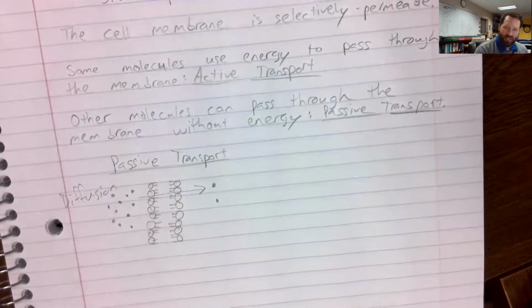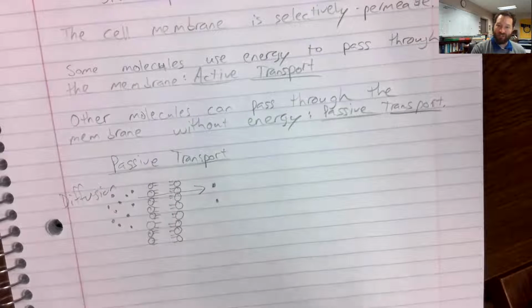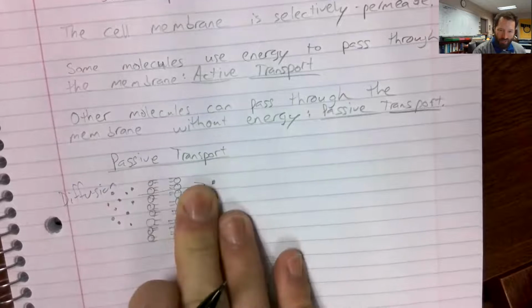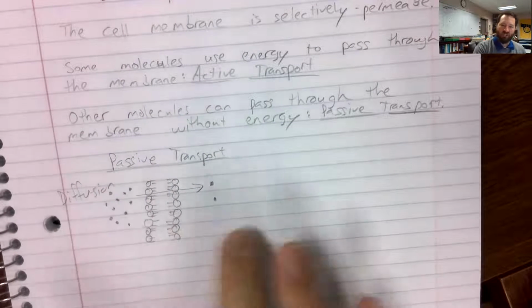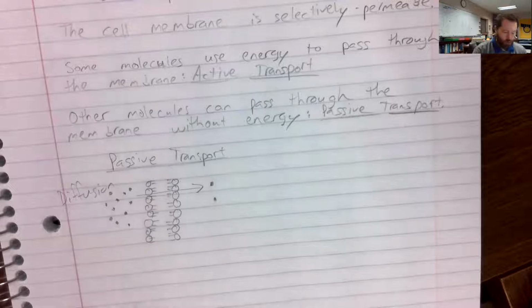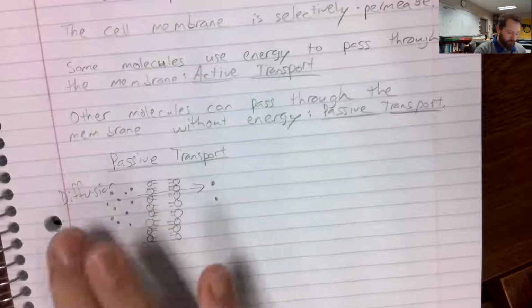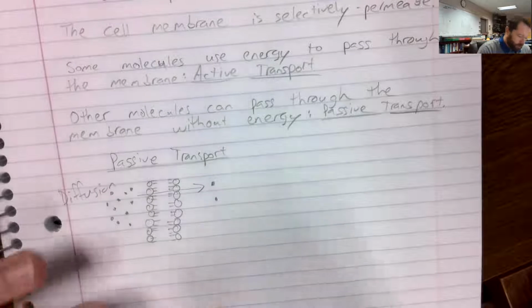So remember, these are almost like a magnetic force field. Anything that has a charge cannot pass through them. Generally, we're talking about carbon dioxide or oxygen. These are small uncharged particles that are able to freely move through the cell membrane.